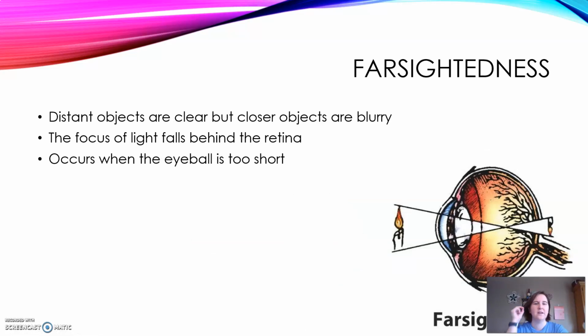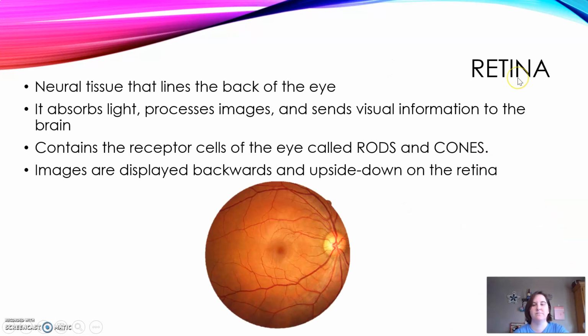Farsighted is just the opposite. People can see far away. They can't see things that are near, and it's because their retina is either too short or their lens is faulty, and it's pushing the focal point way back here when it actually needs to be here. And so because of that, this image is still blurry because here's where it actually gets all focused.